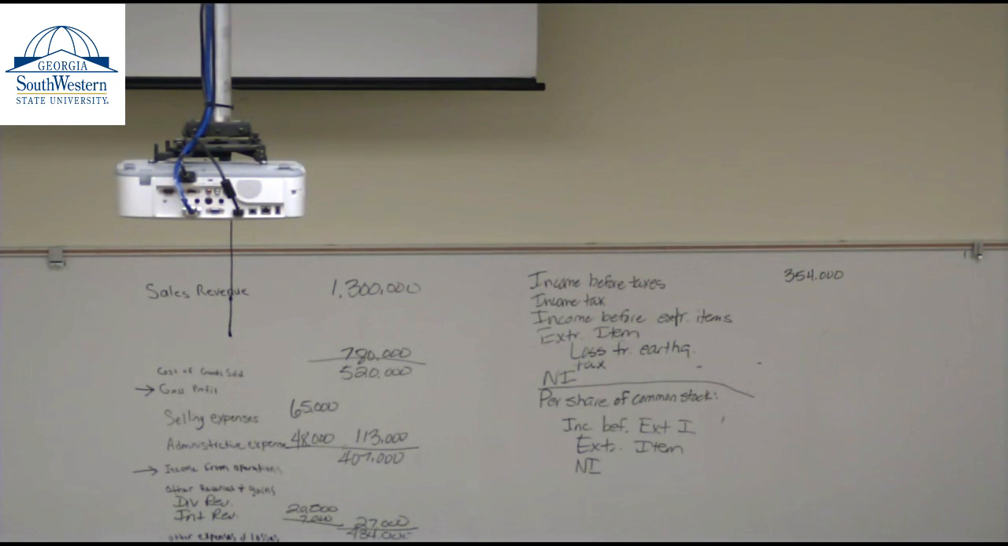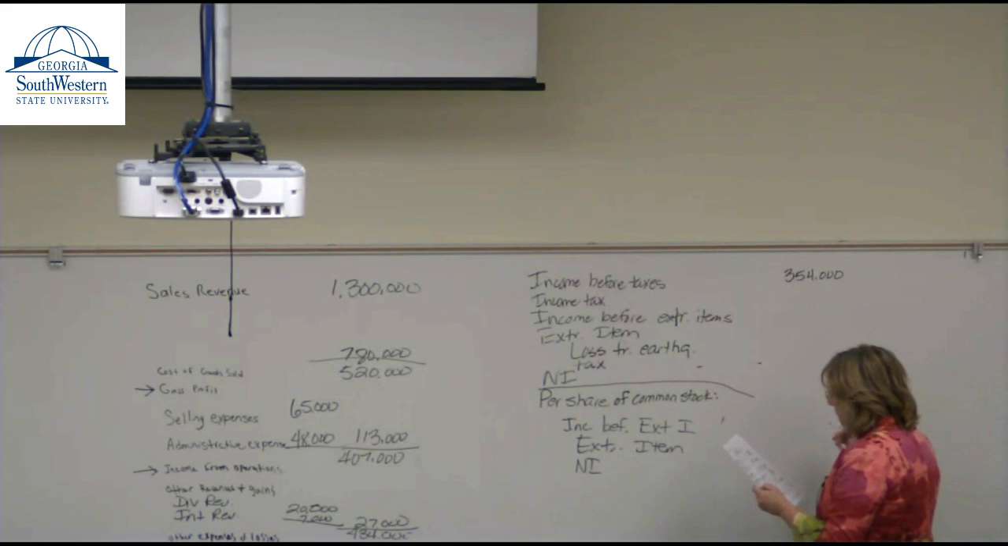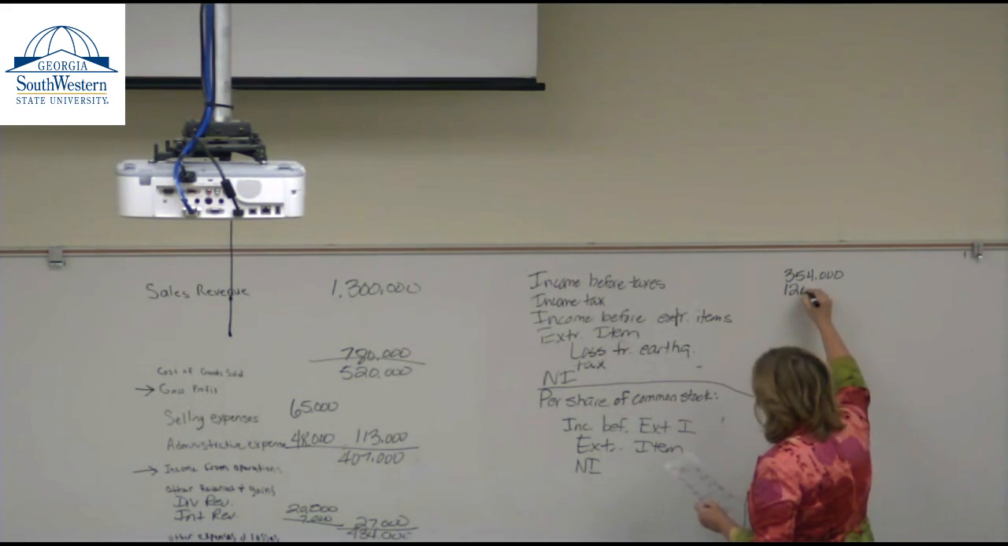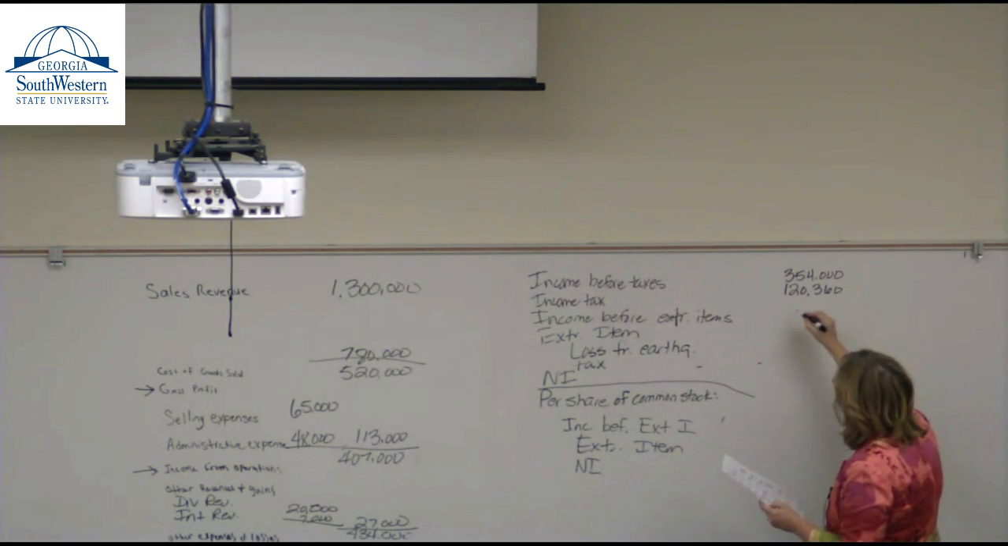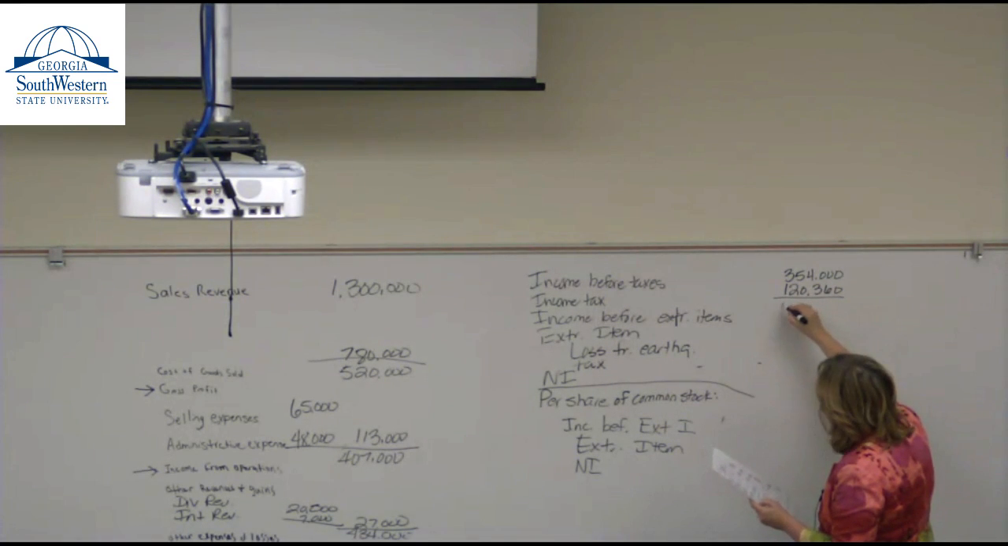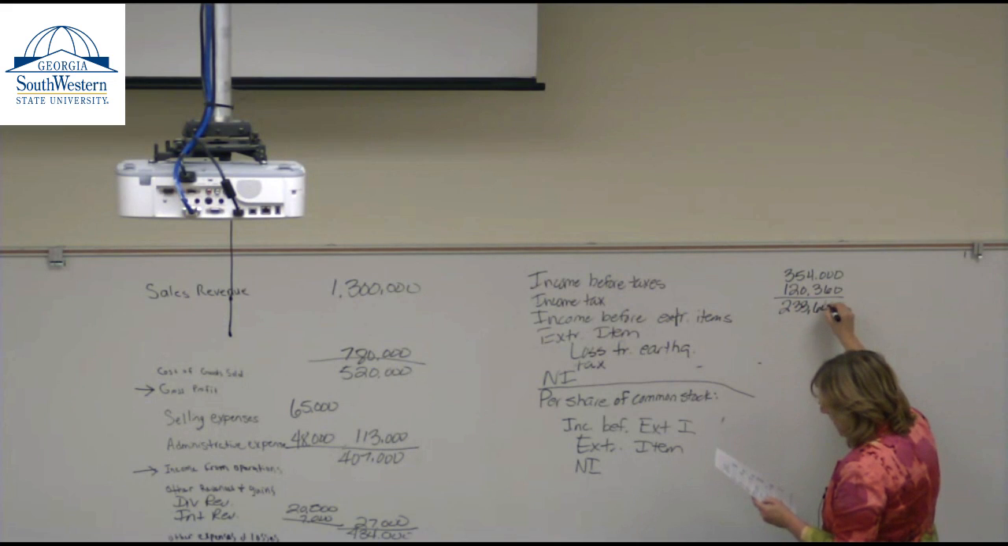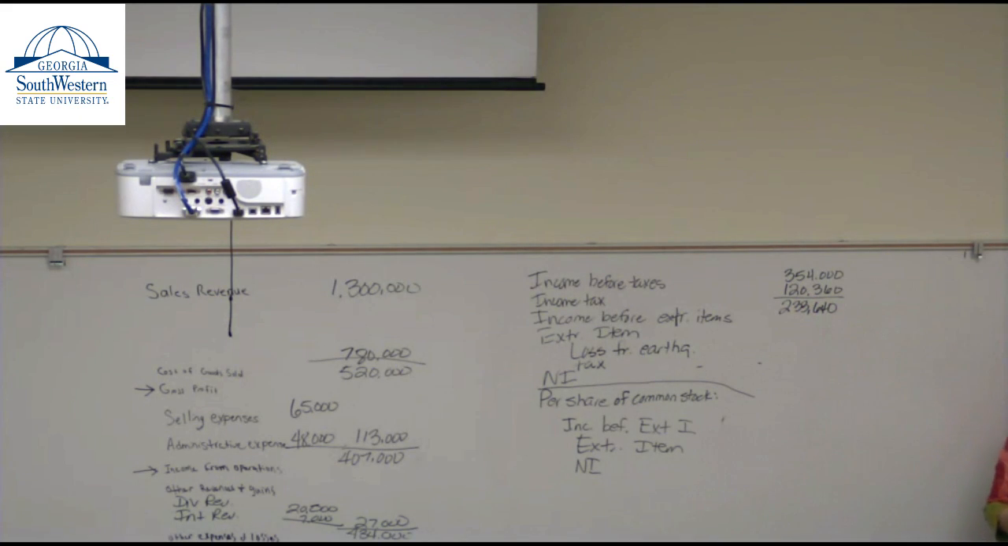Okay. Income tax? How do we find that? Again, it's 34%, right? So just multiply that, and it's 120,360. Okay, so income before extraordinary item is 233,640. Okay.